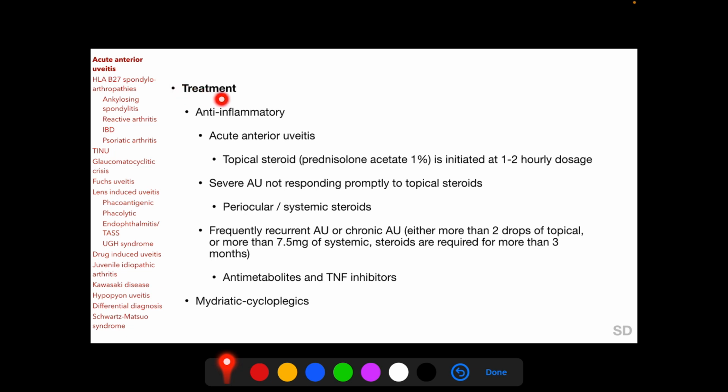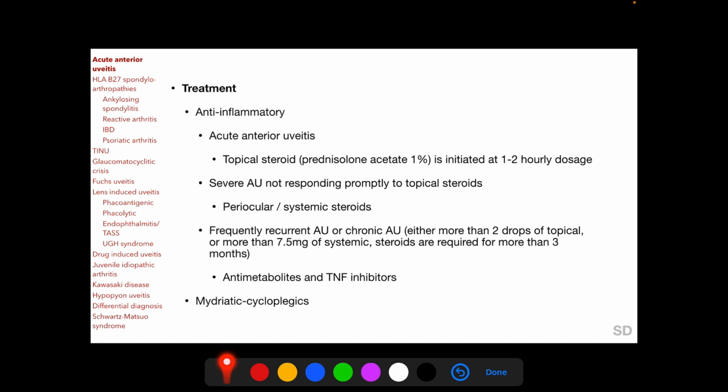Treatment of anterior uveitis is basically two-pronged: anti-inflammatory and mydriatic cycloplegics. Most acute anterior uveitis presentations can be adequately controlled with topical steroid only, and prednisolone acetate 1% is the drug of choice. The acetate salt helps in penetration of the cornea, and the topical steroid is initiated at 1 to 2 hourly dosage during waking hours. It is very important to tell the patient and attendant to vigorously shake the bottle before application in order to increase the efficacy of the drug.